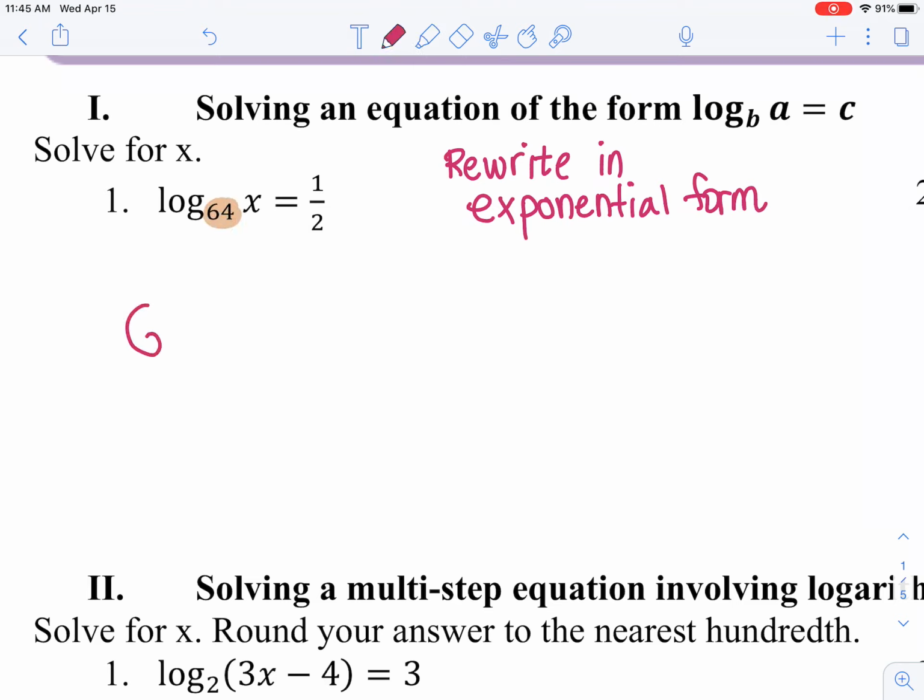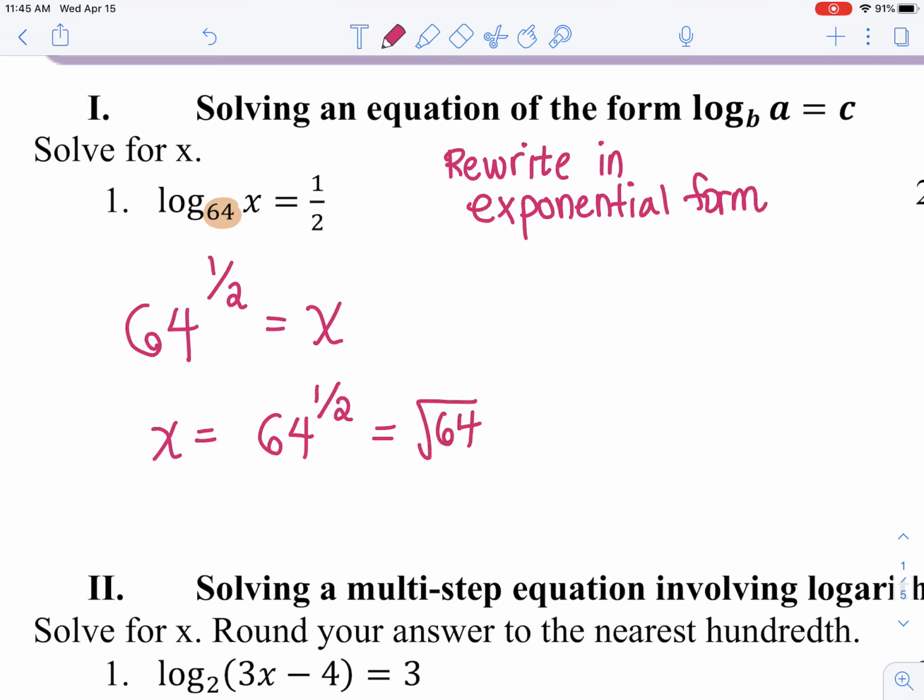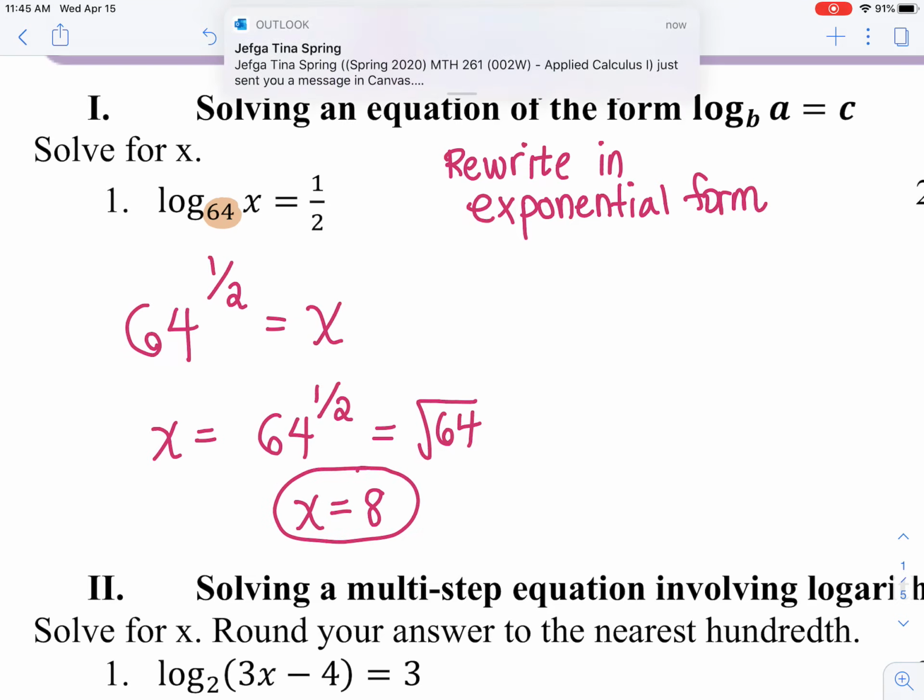Okay, so the question is, what is the base here? The base is 64. So you'll say 64 raised to the what power? 1/2 power, and that equals the argument of x. Now we actually solved it. We solved this equation in a single step. x is 64 raised to the 1/2 power. And 64 raised to the 1/2 power, taking a 1/2 power is the same thing as taking a square root. So x is equal to 8.